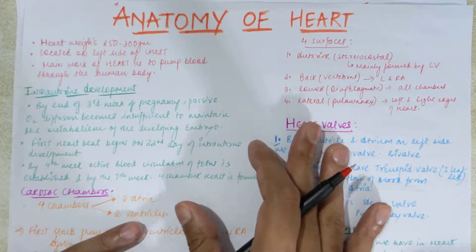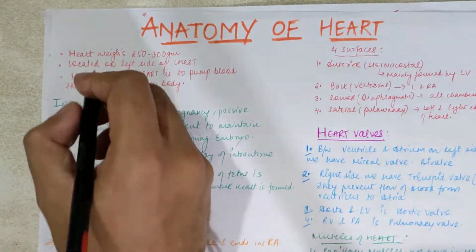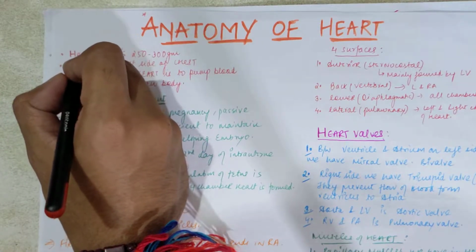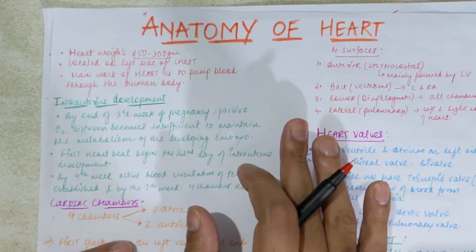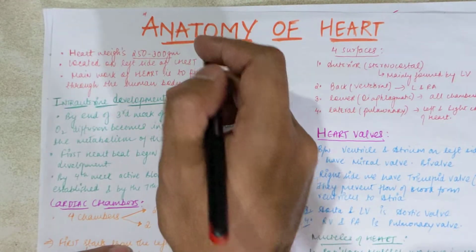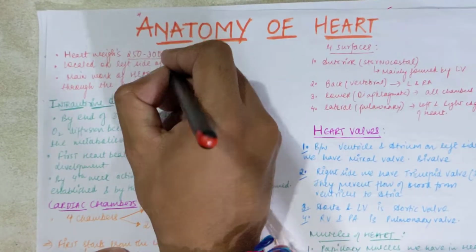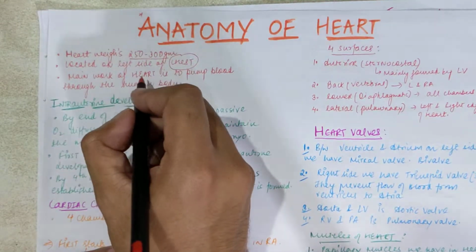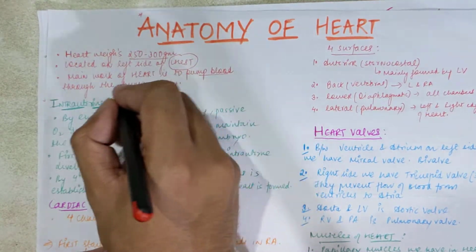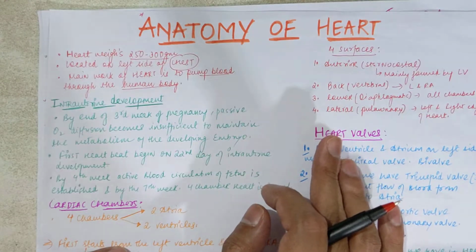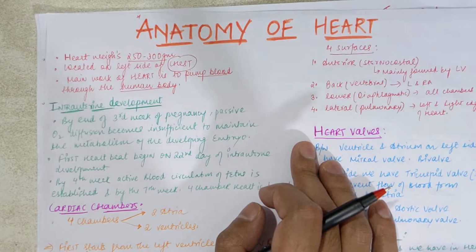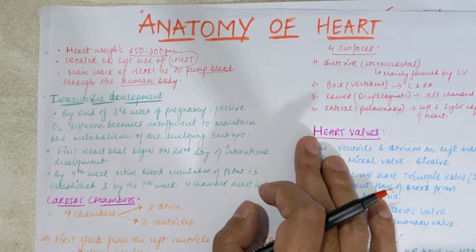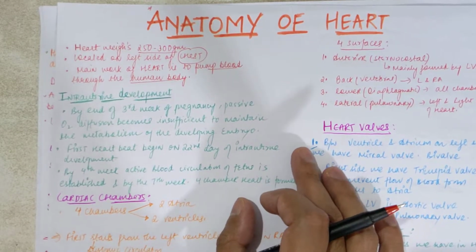So we will be seeing the anatomy, and in anatomy first we have to know the weight. The weight of the heart is 250 to 300 grams, and where is it located? It is located on the left side of the chest. The main work of the heart is to pump the blood through the human body. It pumps blood away from the heart and towards the heart, so we have different types of vessels for that.